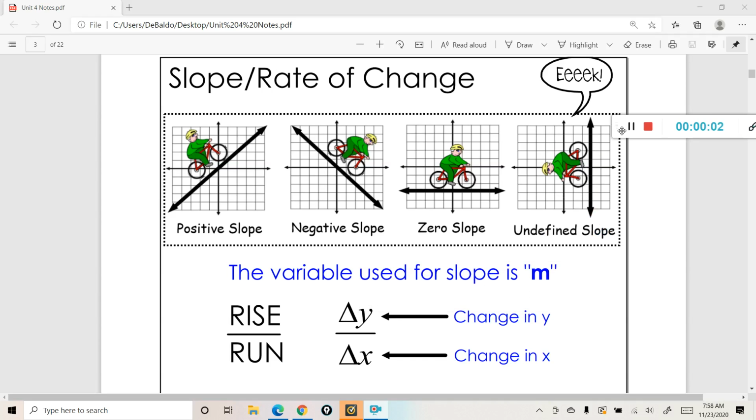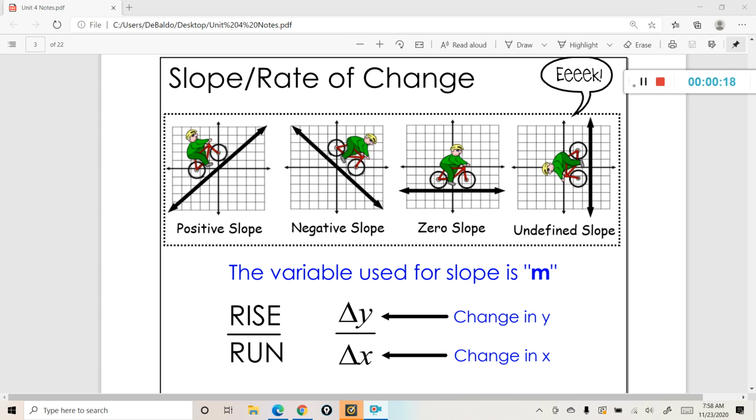In this lesson, we're going to be talking about slope, or rate of change. Let's first go ahead and take a look at what slope means graphically. You can see here that I have 4 examples of lines that have a given slope.